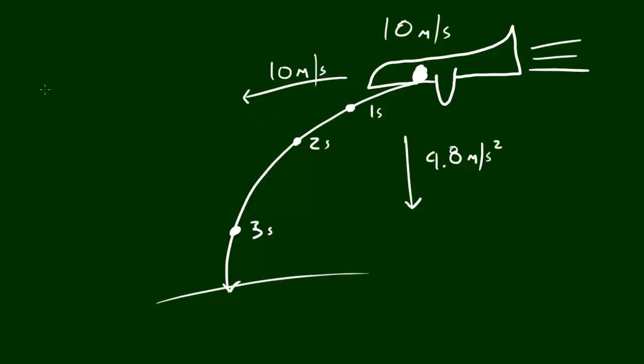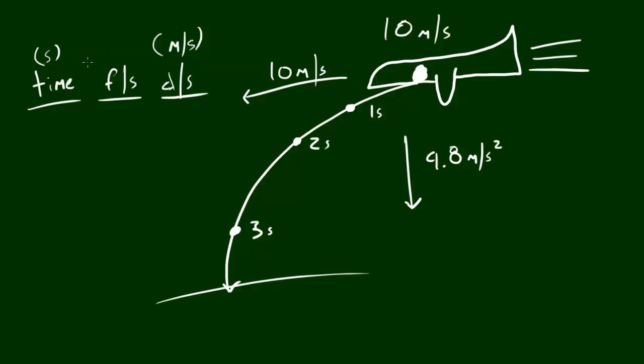So let's go ahead and take a look at this graphically. We're looking at three things. Time, and we'll measure time in seconds. Now the forward speed is going to remain at 10 meters per second, and the downward speed is going to be accelerating. So this speed is going to be changing. So meters per second, meters per second. That's S, by the way. Not a very good looking one, but it's an S.